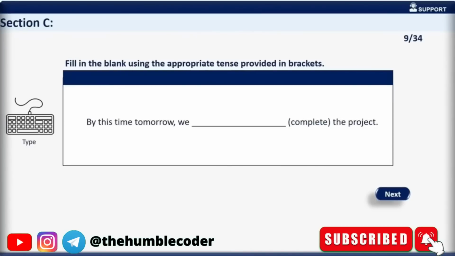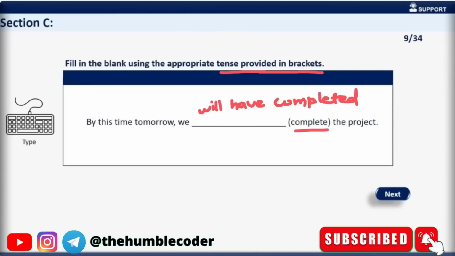By this time tomorrow, we dash the project. The correct answer will be, so now the questions have changed. The question is fill in the blank using the appropriate tense provided in the bracket. You are given a tense and you have to fill in the blank with the appropriate tense of this word. Okay. So the answer for this question will be by this time tomorrow, we will have completed the project. We will have completed the project.